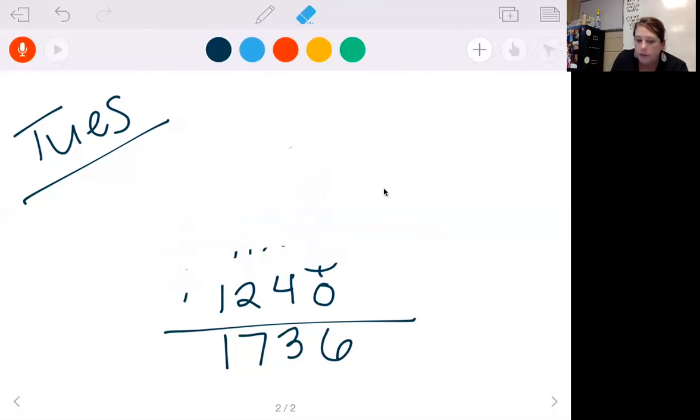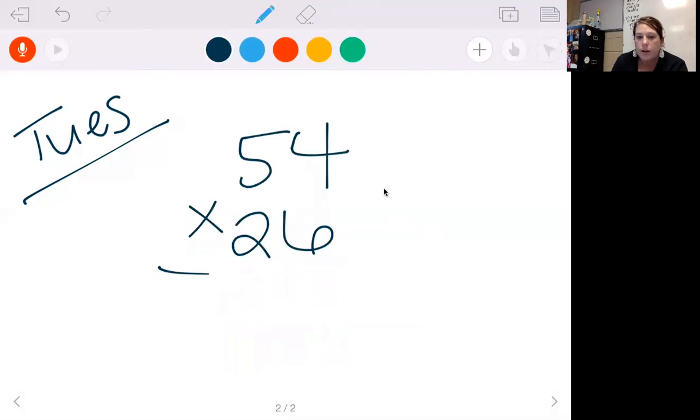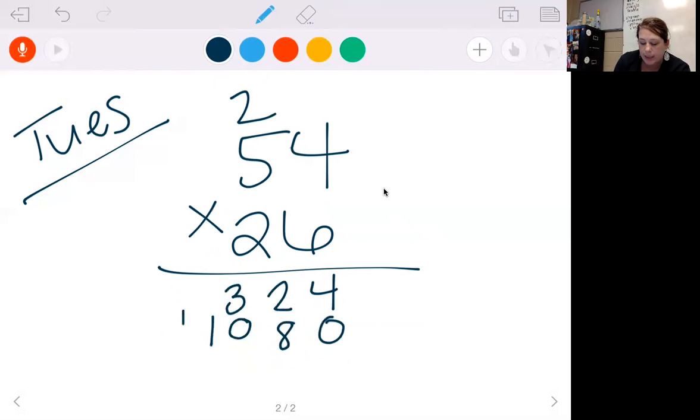Okay, let's try 54 times 26. 6 times 4 is 24. Carry my 2. 6 times 5 is 30. 30 plus 2 is 32. Placeholder 0 because I'm done with the 6. 2 times 4 is 8. And 2 times 5 is 10.